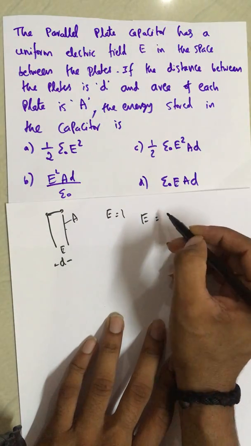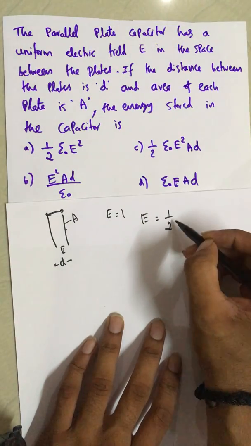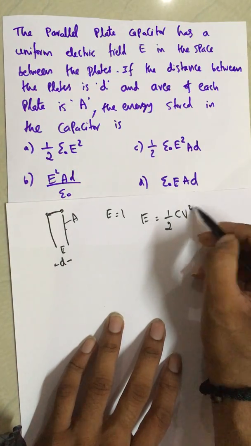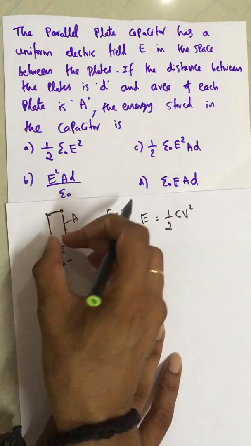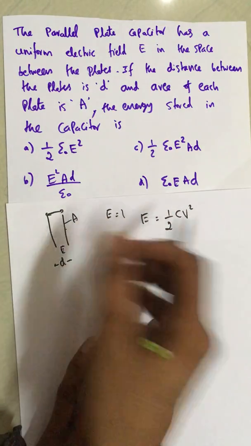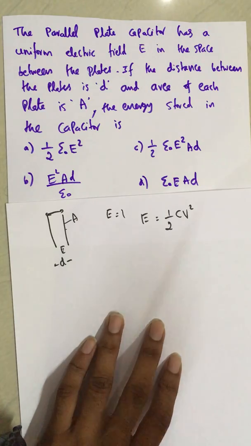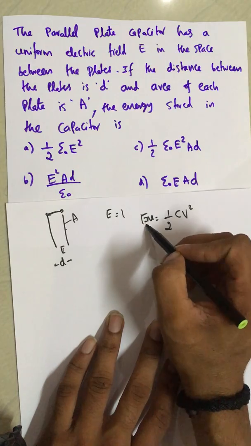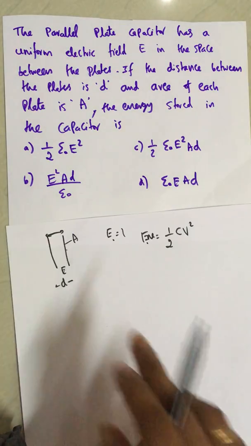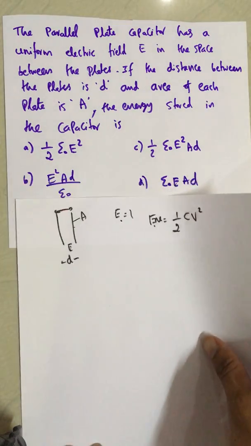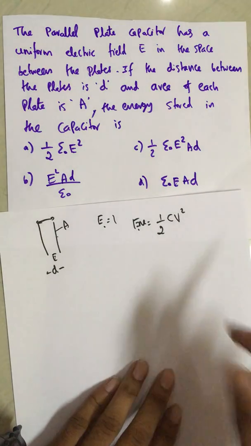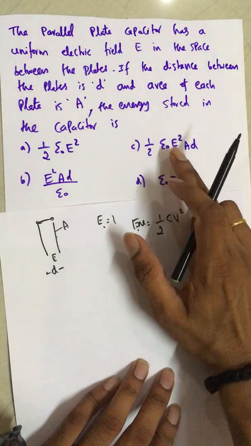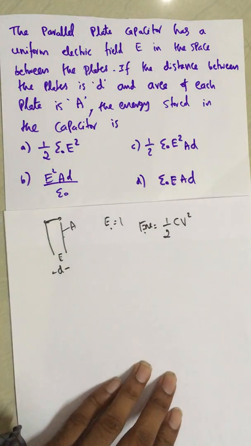We can write energy stored in the capacitor in terms of capacitance and potential difference between them. That is half CV square, where C is the capacitance of the capacitor and V is the potential difference between them. Now the answers are, so this is energy. Do not confuse this E with this E. This E is actually the electric field between these two plates of a capacitor. Now the answers are not in terms of this C and V. We just have to write in terms of all this E, A, D. So how would you do it?